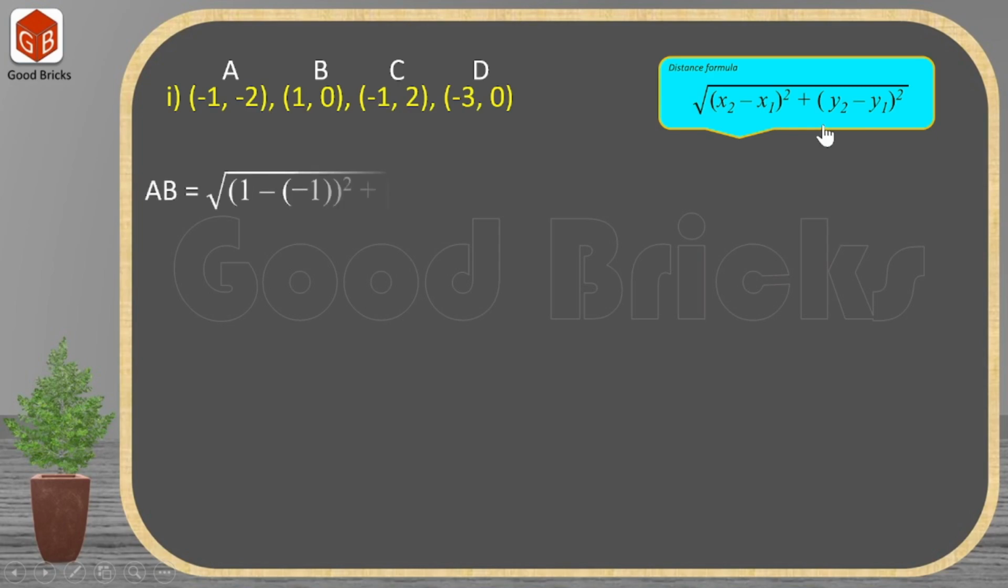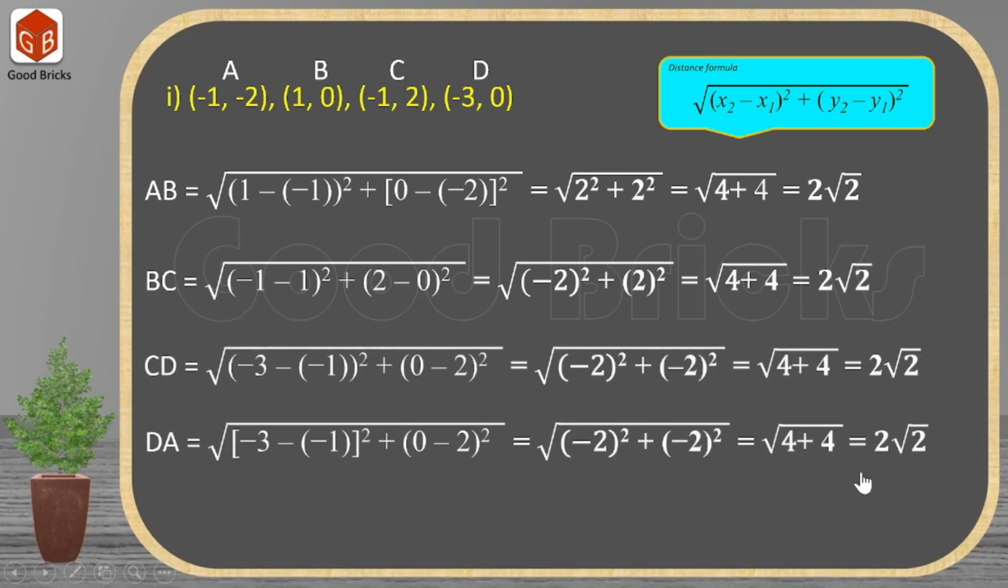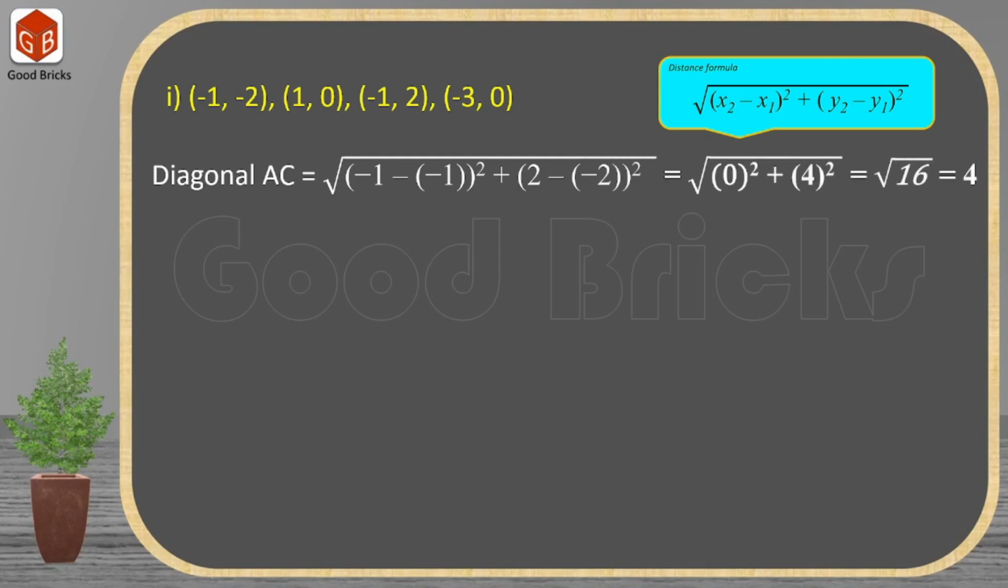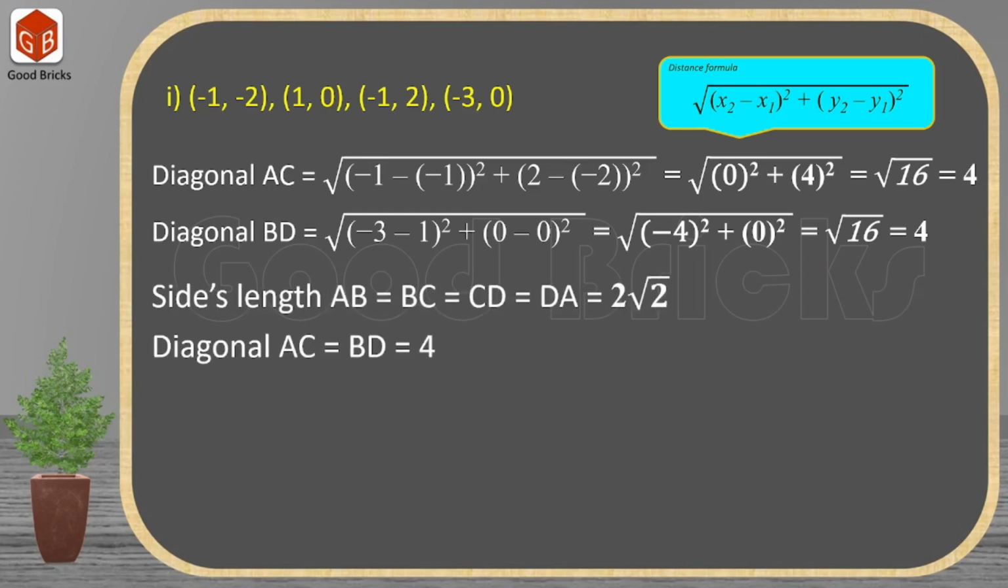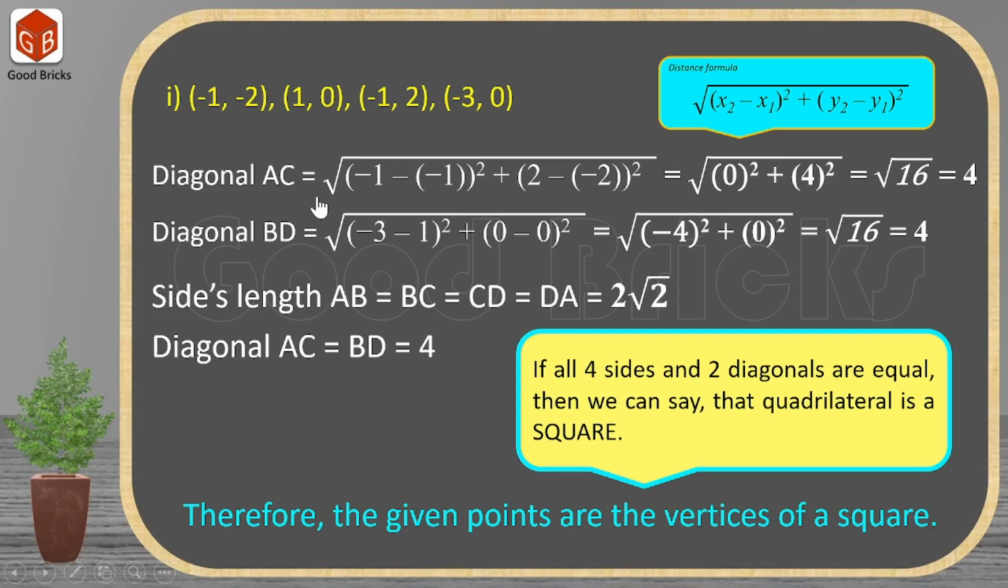So now we are finding the distances AB, BC, CD, DA, and these four distances are equal. Since the four distances or four sides are equal, we can say that it may be either a square or a rhombus. To confirm whether it is a square or rhombus, we need to find the lengths of diagonals AC and BD. Now the diagonals are also equal. If sides and diagonals are both equal, then we can say this quadrilateral is a square. So for the first bit, all the 4 points are forming a square.